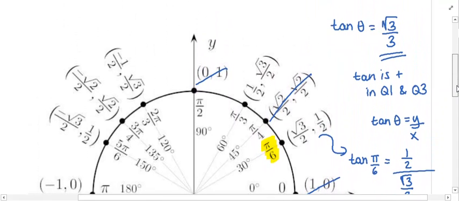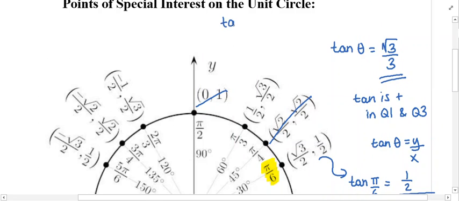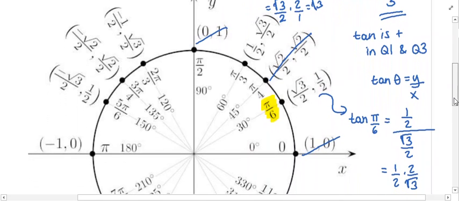Okay, nothing else works. I mean, if you wanted to, you could have checked the tangent of pi over 3. That would be the y value over the x value. So that would be the square root of 3 over 2 times 2 over 1. It would be the square root of 3. So that doesn't work. So pi over 6 works.